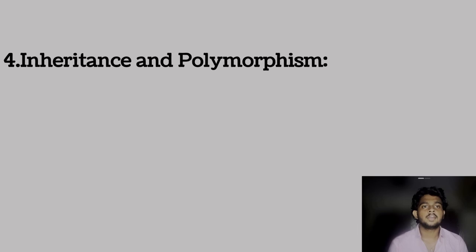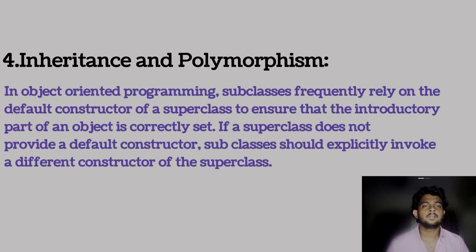Fourth, inheritance and polymorphism. In object-oriented programming, subclasses frequently rely on the default constructor of a superclass to ensure that the introductory part of the object is correctly set. If a superclass does not provide a default constructor, subclasses should explicitly invoke a different constructor of the superclass.